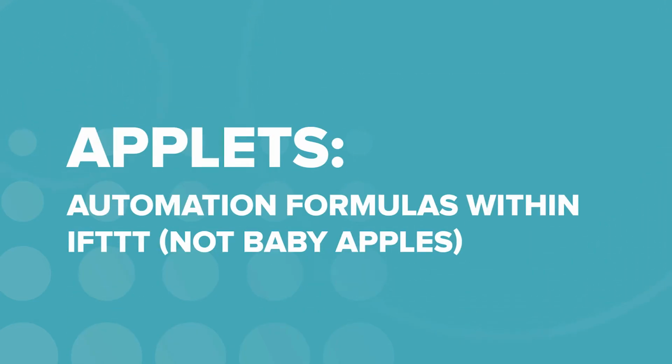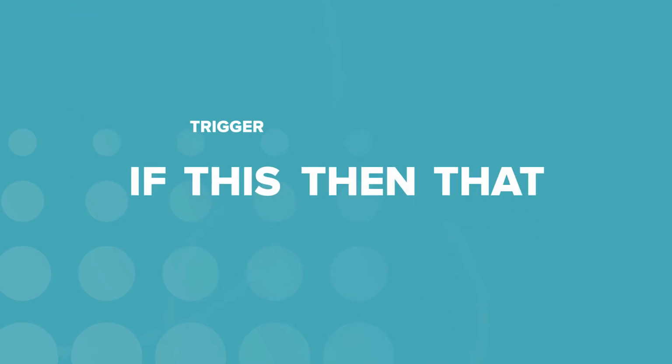IFTTT's applets use the same formula. All you have to do is choose a trigger, the if this, and a reaction, the then that. Here, I'll show you an example. It's not exactly practical, but it's easy enough to use. I want to update a spreadsheet every time my camera detects motion, so that way I have a log of activity in my home. Here's what that looked like.